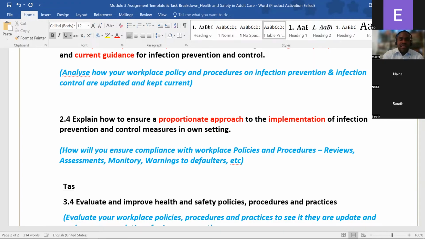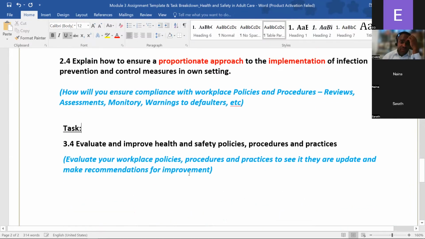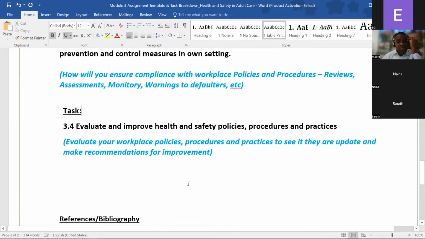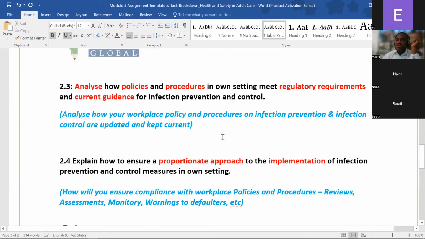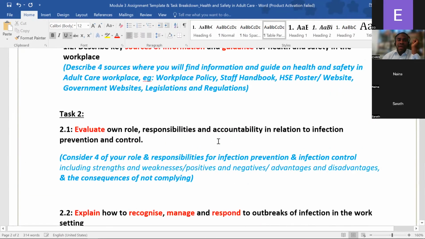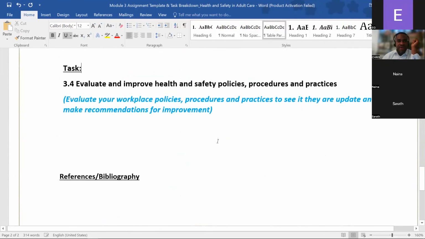The good news is that task 3 and 4, learning outcome 3 and 4, you don't have questions to write on there. Most of them are observations. So you have only one question to answer here. So this is one very simple unit that you can finish very quickly.